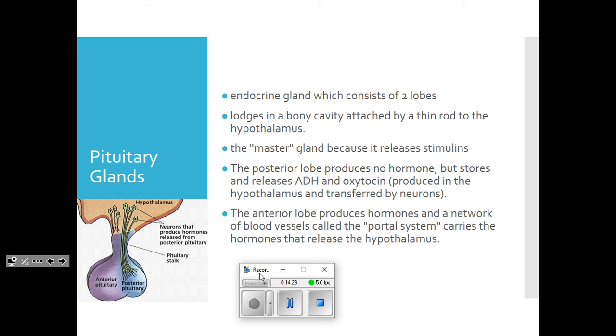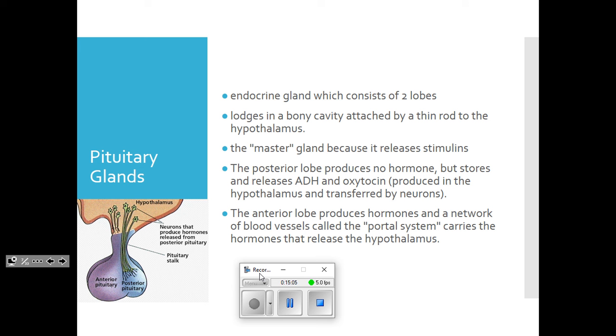The anterior lobe, now anterior doesn't mean left, it means front. So if I'm looking at a brain, the lobe on the front will be anterior. Produces lots of hormones. And in this case, it does produce them. It's not getting them and storing them from somewhere else. And then there's a network of blood vessels. I would underline blood vessels because that's different. The posterior lobe is connected by neurons, but the anterior one connected by blood vessels. It's called the portal system, and it carries the hormones that are released by the hypothalamus.